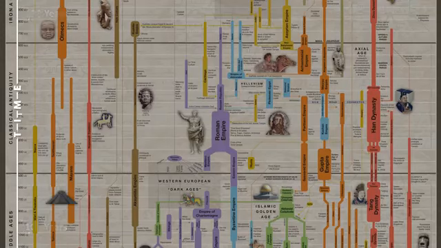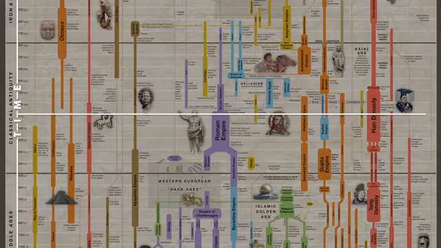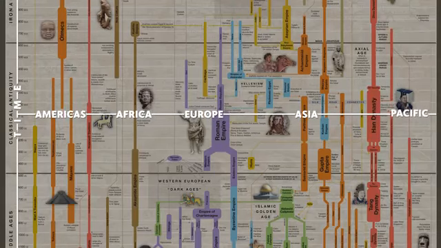on time. Horizontally, the various sections of the chart represent different parts of the world. So on the far left, we have the Americas, followed by Africa, Europe, Asia, and finally the Pacific Islands. Every line on the chart represents a specific culture, civilization, or empire, and the width of the line represents the relative importance of that culture when compared to other cultures from the same time period or region.